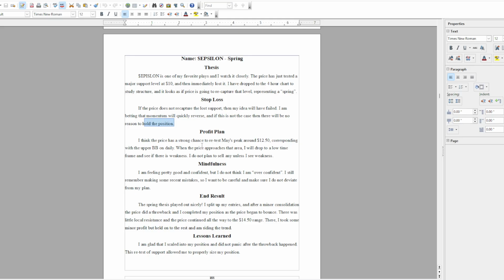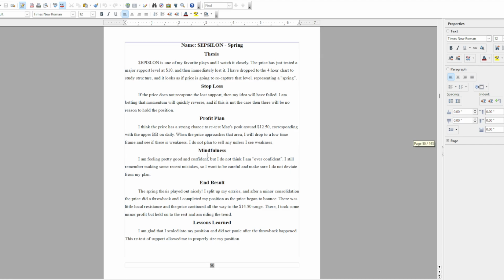Profit plan. I think the price has a really good chance to retest May's peak around $12.50. So we talked about the $10 level and a general idea that it can probably get to around $12.50, and that's somewhere around the upper Bollinger Band on daily. A lot of times you see the price oscillate between the lower and the upper Bollinger Band. When the price approaches that area, this individual is dropping to a lower time frame. That is standard technique. Do not plan to sell any until they see weakness. We'll see it. That may or may not be okay, but that's reasonable as long as you're watching the trade and you're willing to adapt.